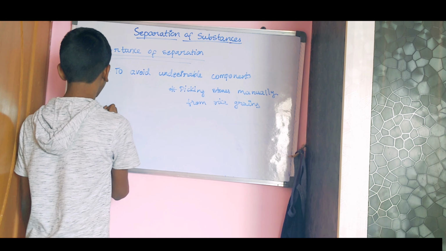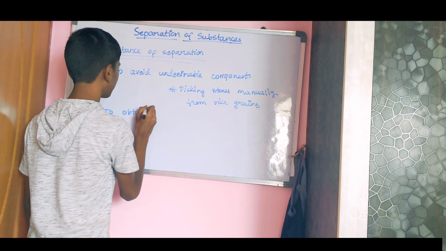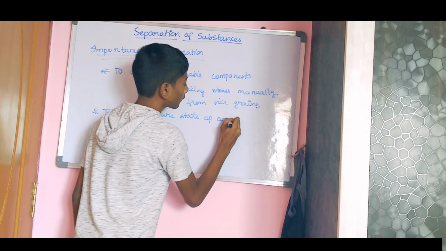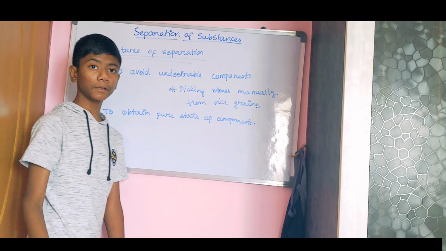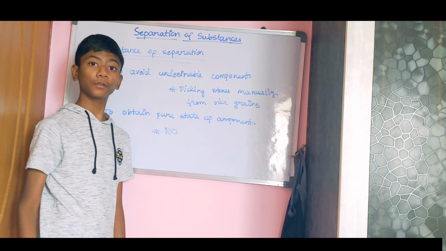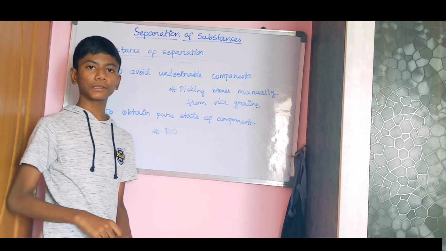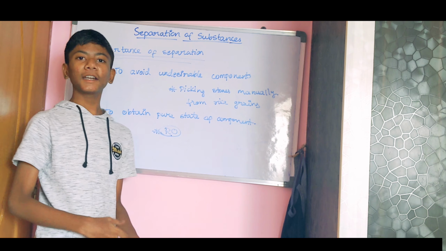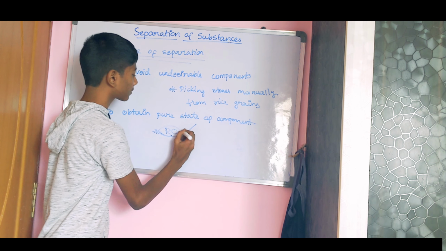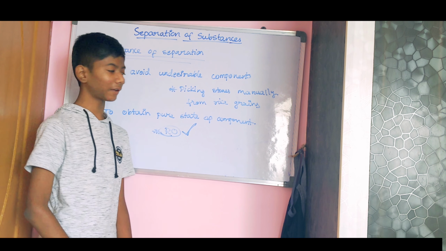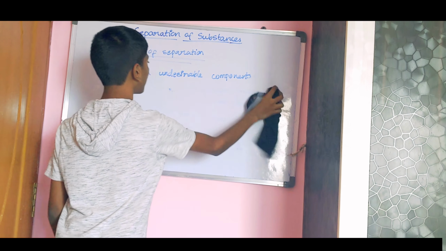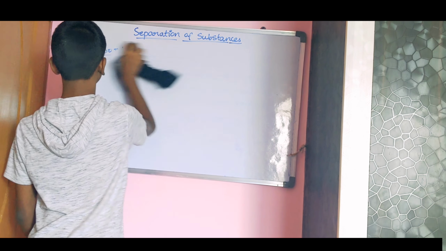And next one, to obtain pure state of component. The best example is reverse osmosis, that is RO. Reverse osmosis refers to passing of water through tiny holes. If we drink unpure water, we may fall ill. That is why this reverse osmosis process is done before drinking water. Let us see what are different types of separation, different methods of separation.